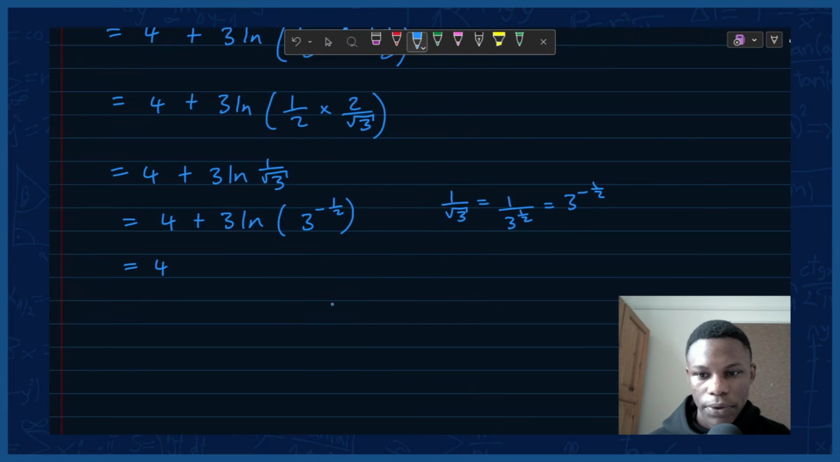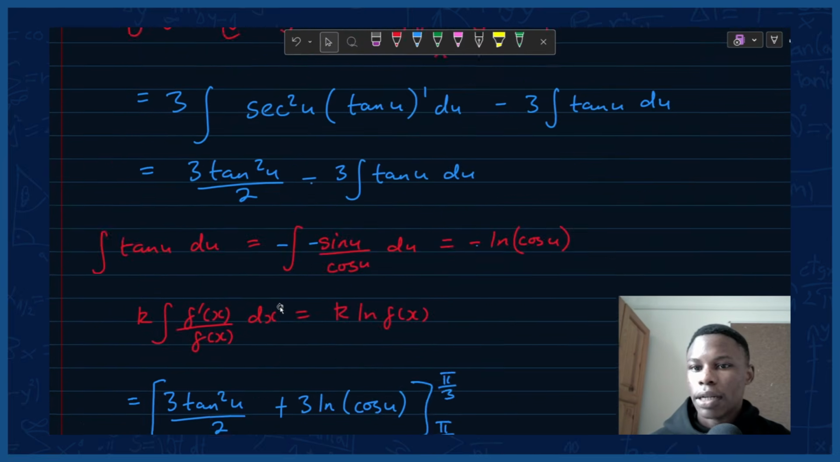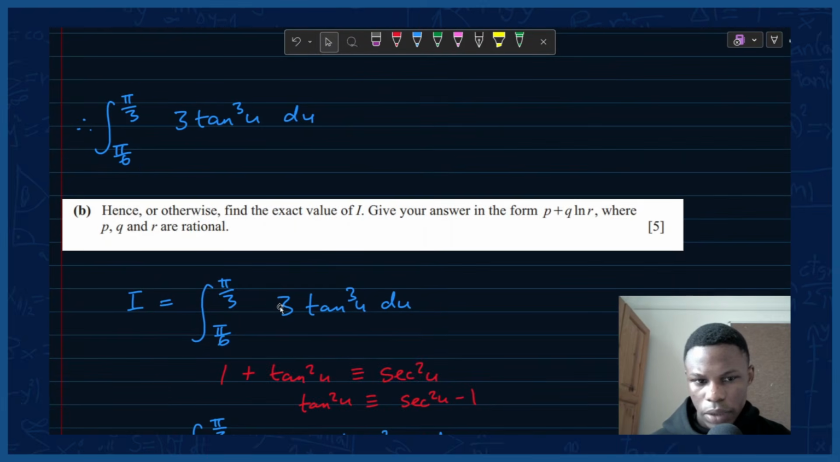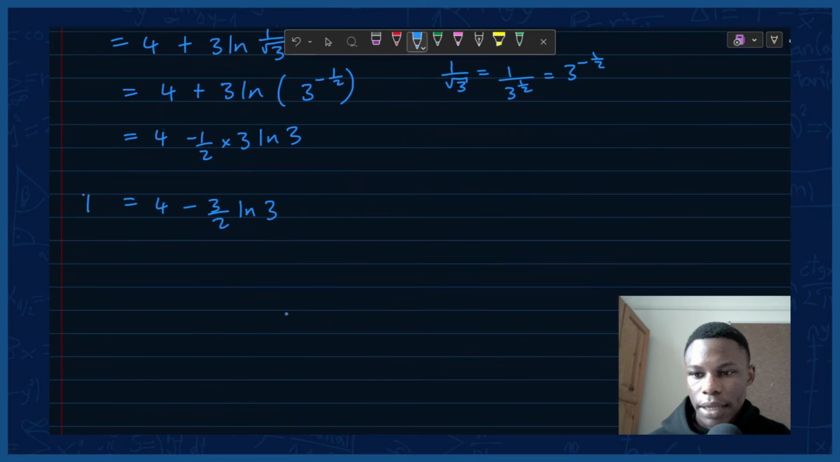So this is 4, and then if I bring the power down, I've got minus a half times 3 ln 3. And that's 4 minus 3 over 2 ln 3. Okay, this is rational, this is rational, this is rational. And that's exactly what they want, right? Yeah, okay. So that means I is equal to this, and that's the final answer.